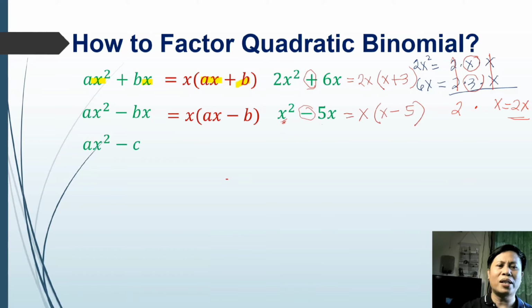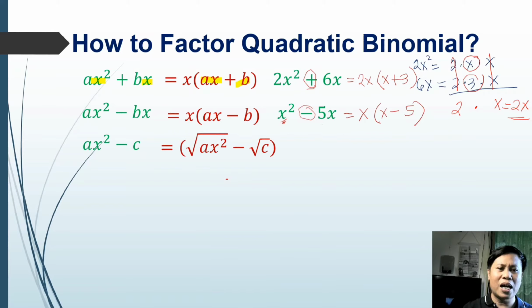Okay? So, what if the given is ax squared minus c? So, if makikita natin, as we look at the third illustration, the second term has no variable beside it. So, yun ang pinagkaiba doon sa mga dalawang models na nauna. So, ano ang gagawin natin? So, to get the factors of this type of quadratic binomials, ay una, kunin natin yung square root ng first term minus ng square root ng second term. So, mangyayari ganyan.